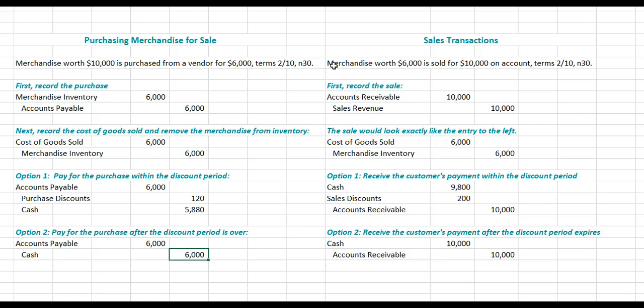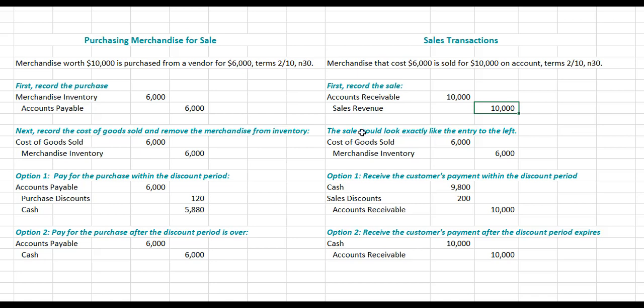Now for the sales transaction, let's say that this is the sale. Merchandise that cost $6,000 is sold for $10,000 on account with terms of 2/10 net 30. So a 2% discount if we pay for it in 10 days, but the net amount is due in 30. So first we record the sale. So increase accounts receivable and increase sales revenue. Okay, so accounts receivable would be 10,000 and sales revenue would be recorded for 10,000.